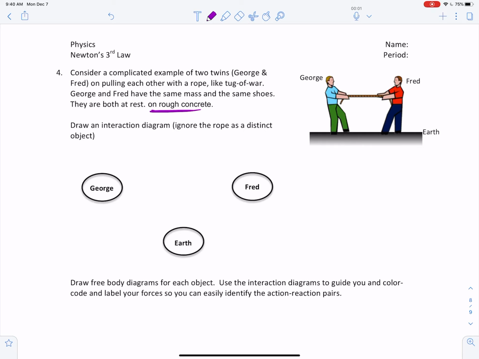Okay, so let's start over here with George. Think about what forces might be acting on George. Well, first of all, George is standing on the ground, which means that he's interacting with the earth. And so George is going to be interacting with the earth in two ways. One, through the force of gravity. The other, through a normal force.